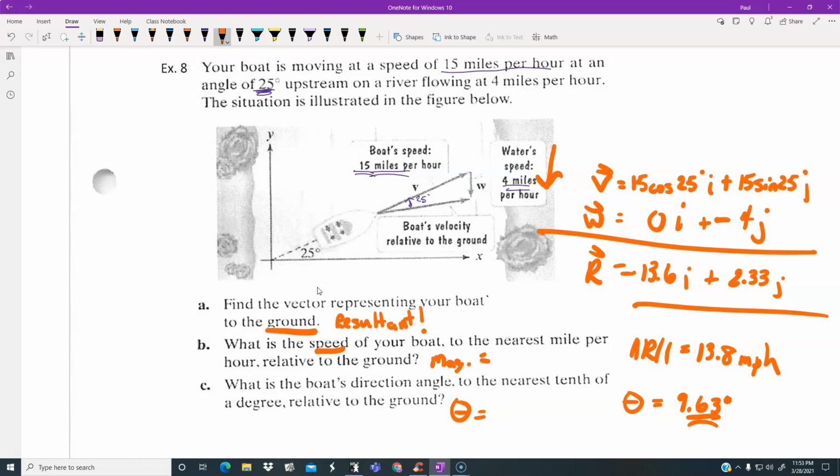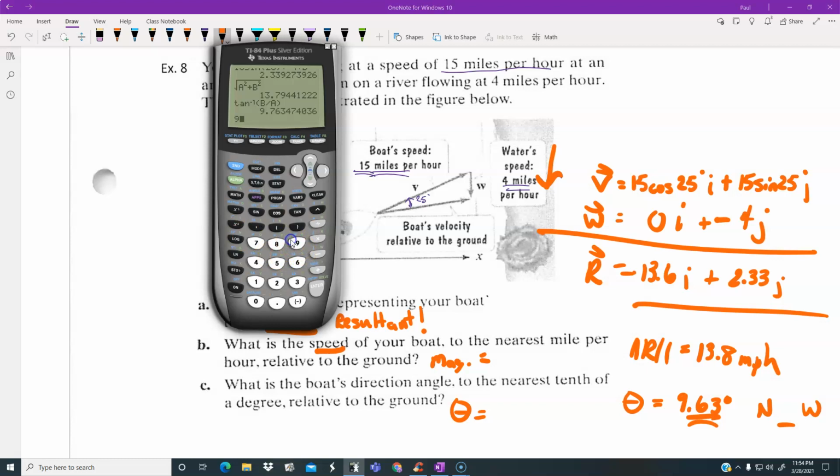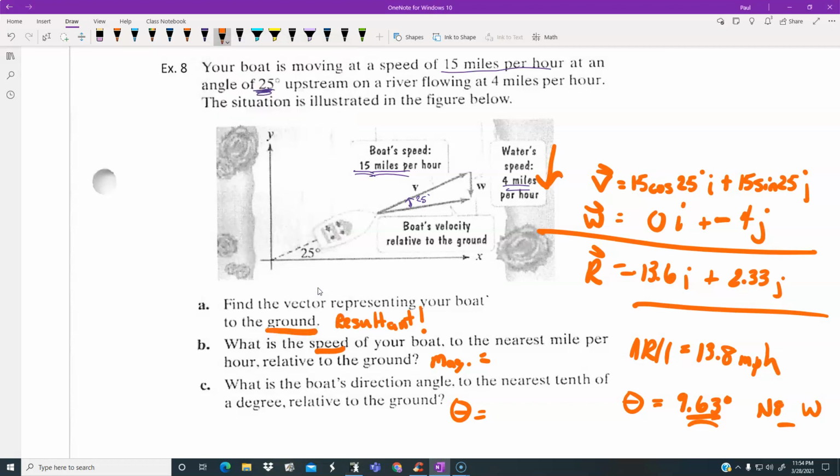If this question had been asking for what its bearing was, then you'd have to think about its complement, which would be northwest, the complement of 9.63 degrees, or 90 minus this, which is 80.23 degrees, or 80.2 degrees west. That's what the bearing would be. All right? Okay, get the idea. When you do your inverse tangent, you're getting a reference angle, and a picture is really worth all of it.